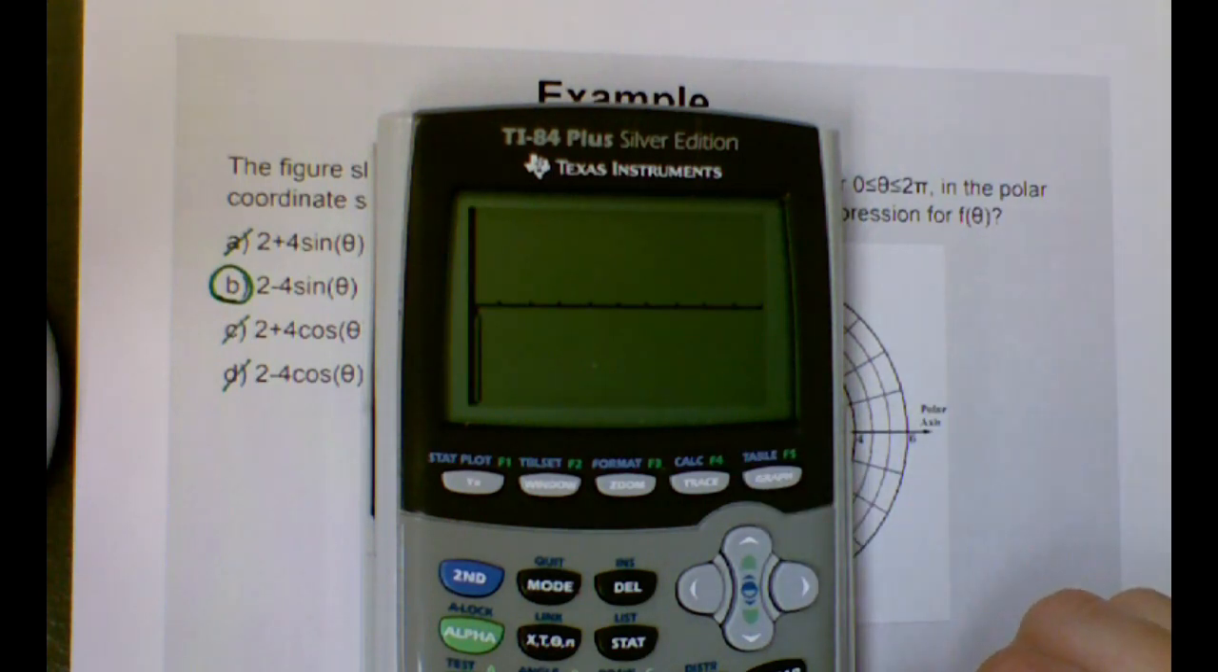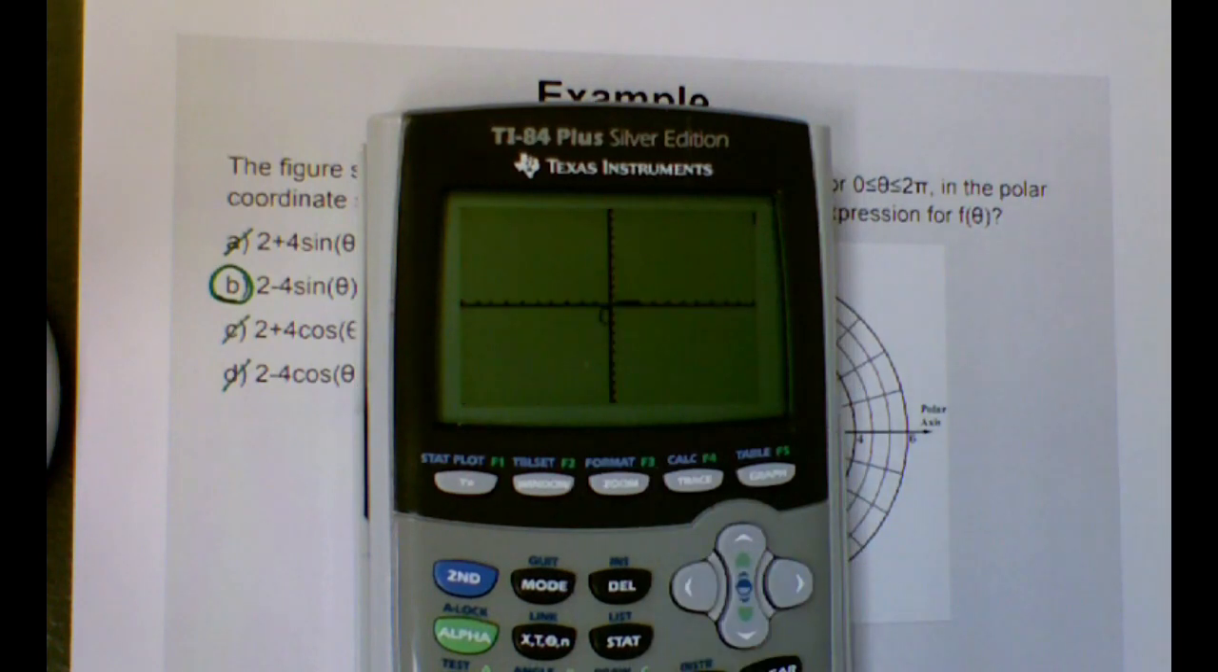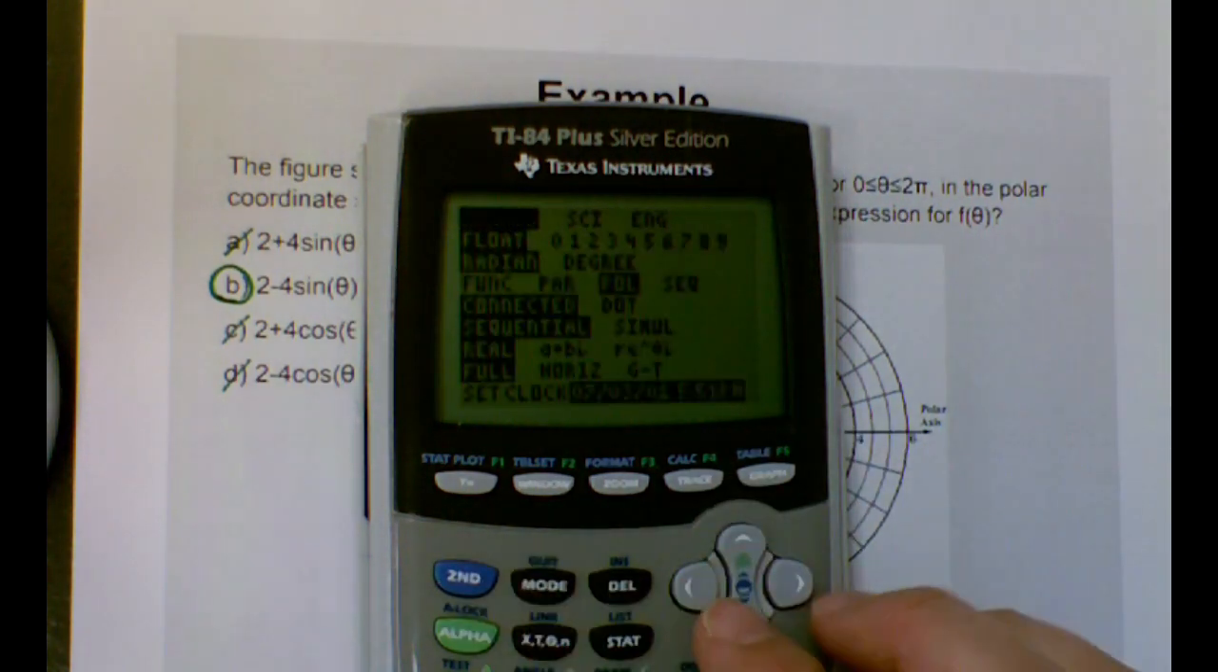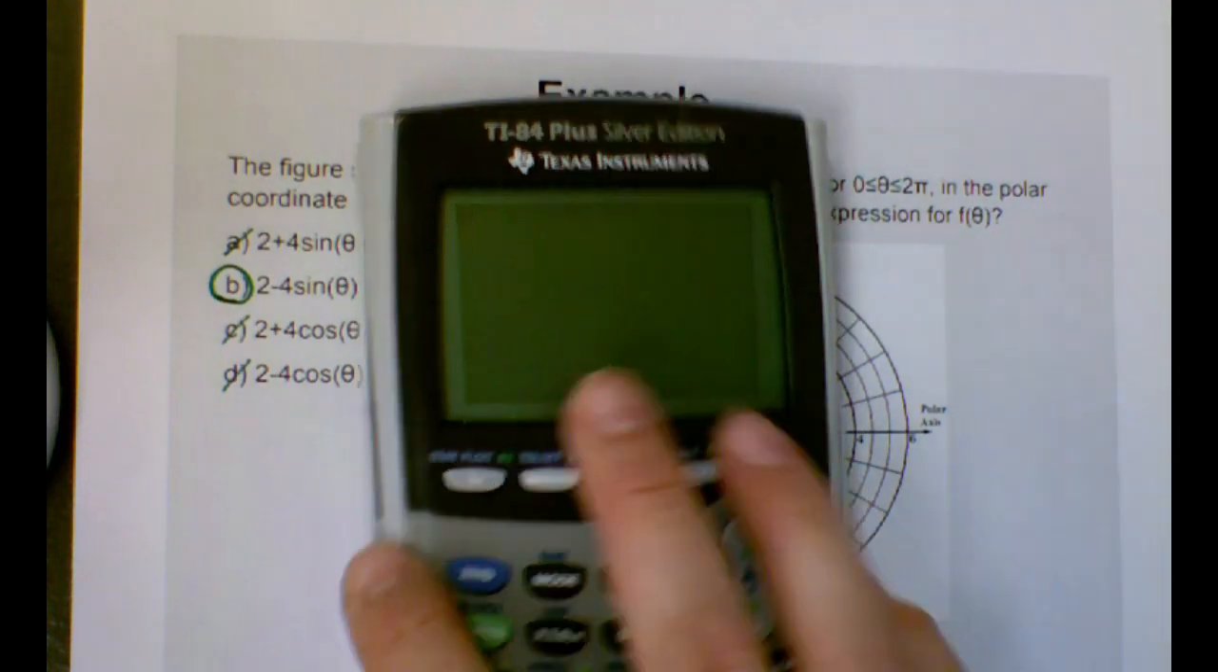yowza, I don't know what that is. Zoom 6. Look at that. There's the graph I just drew, or I just saw. But make sure also, always change your mode back to func so that you don't get stuck there.